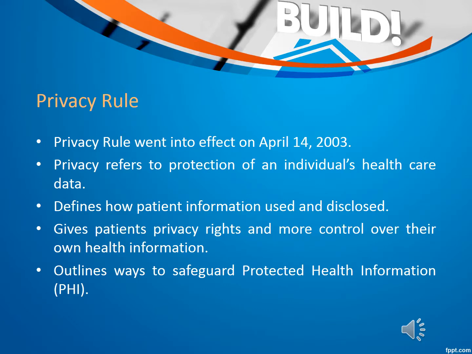Let's understand each rule set, beginning from the privacy rule. The privacy rule went into effect on April 14, 2003. The rule refers to protection of an individual's healthcare data. It also defines how patient information can be used and disclosed. It gives the patient privacy rights and more control over their own health record or information. It also outlines the ways to safeguard protected health information.